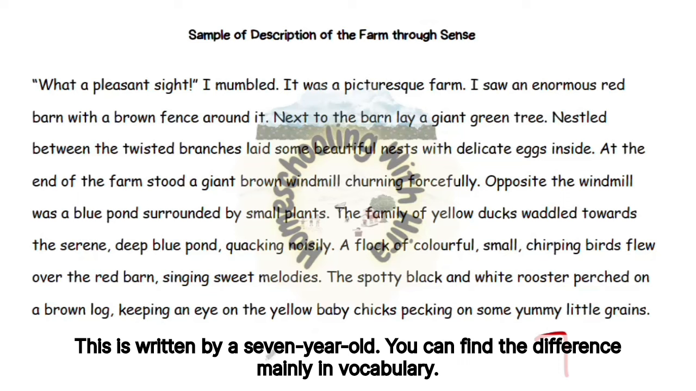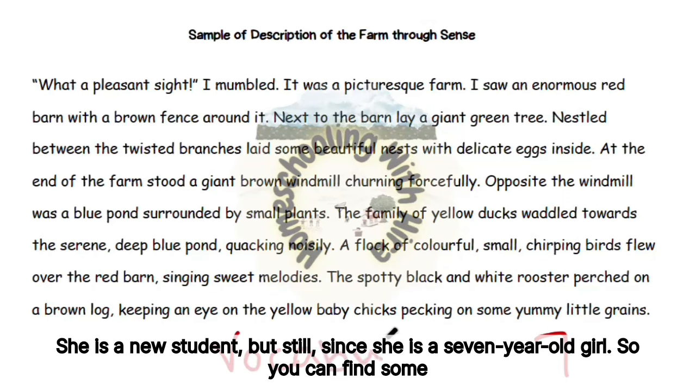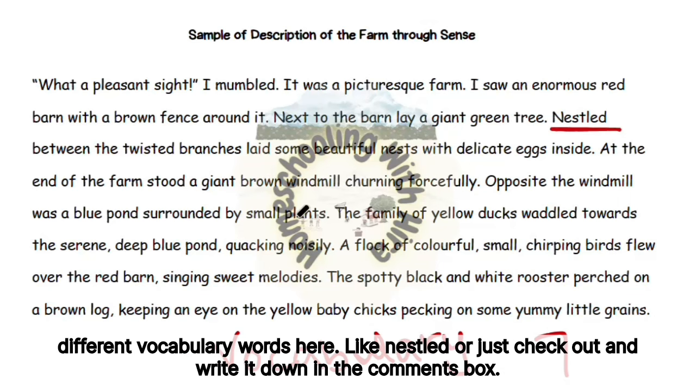You can find the difference mainly in vocabulary. She is a new student, but still, since she is a 7-year-old girl, you can find some different vocabulary words here. Okay, like nestled, or just check out and write it down in the comments box.